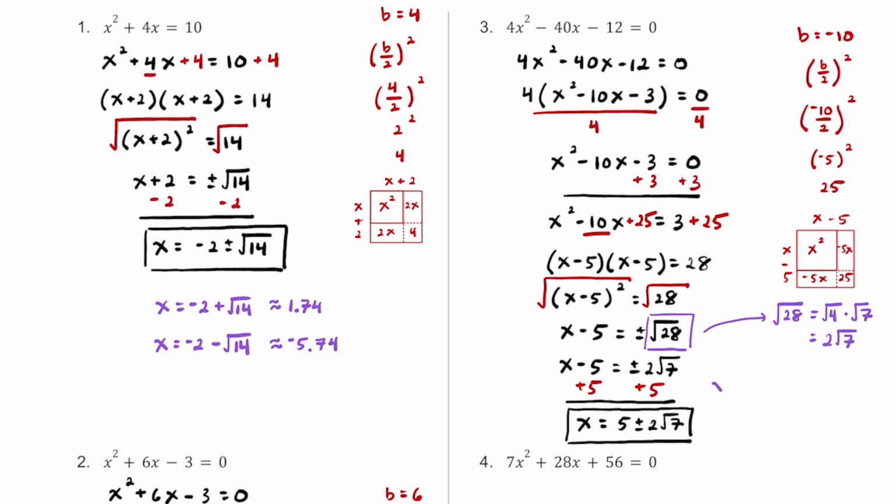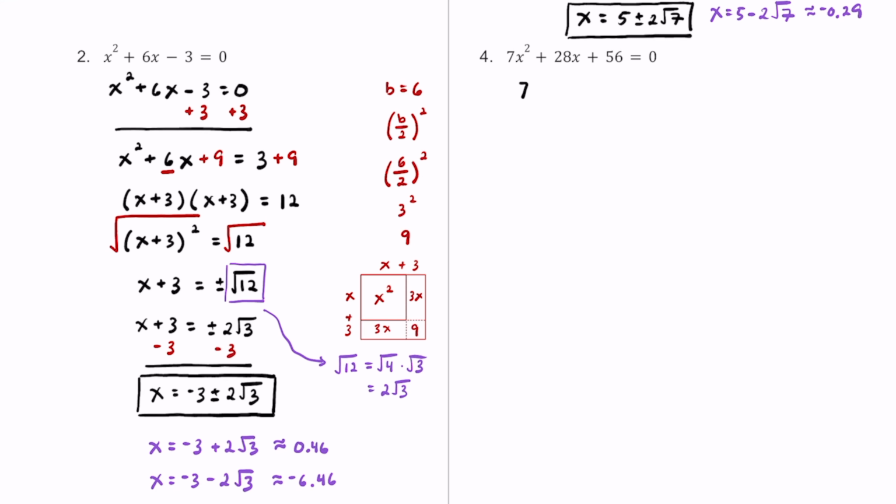If you want to see these separately, we can say x is equal to 5 plus 2 times the square root of 7, or we can say that x is equal to 5 minus 2 times the square root of 7. This first one is approximately equal to 10.29 rounded to the nearest hundredths place, and the second one is about negative 0.29 rounded to the hundredths place as well.